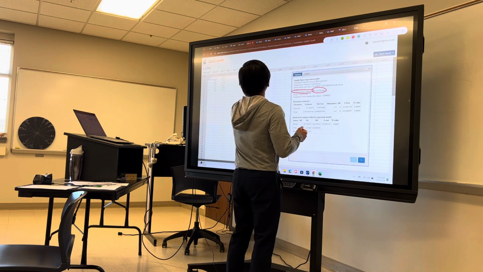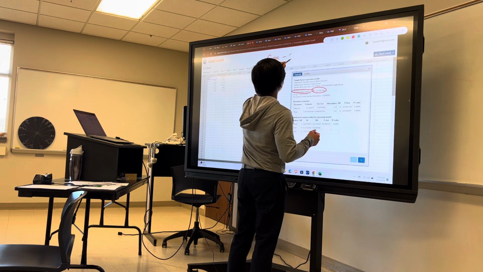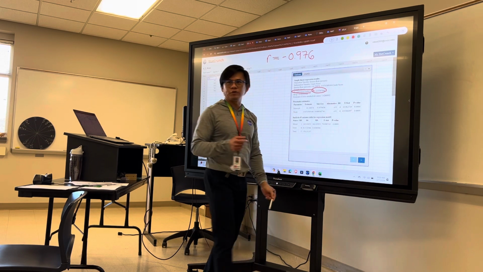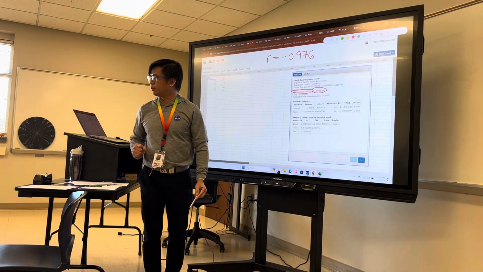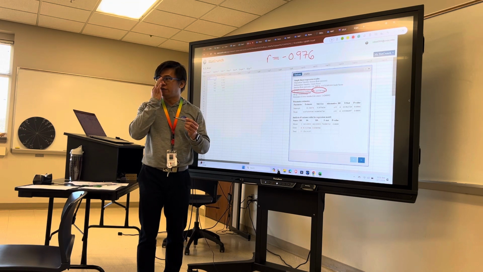Okay, so let's put in here your R, Pearson product moment correlation, is the following: negative 0.976 if you approximate it to 3 decimal places. Are we good? So we are assuming in here, therefore, that what?